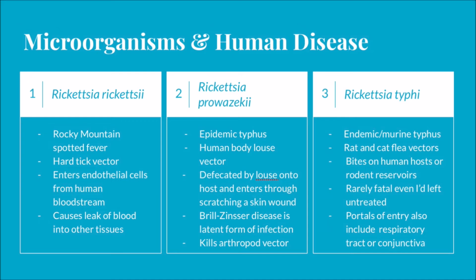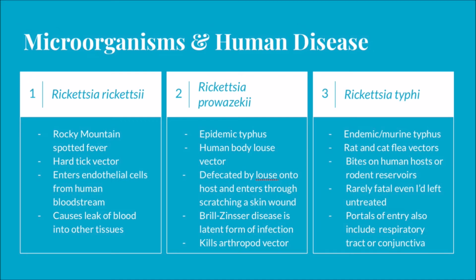Starting with Rickettsia rickettsii, this microorganism is known to cause Rocky Mountain spotted fever in humans. Hard ticks act as the vector for this bacteria, where they enter endothelial cells from the human bloodstream. They cause disease by leaking blood into other surrounding tissues.